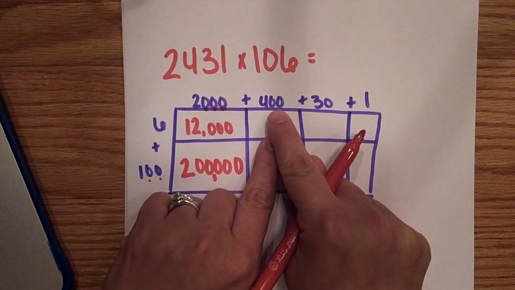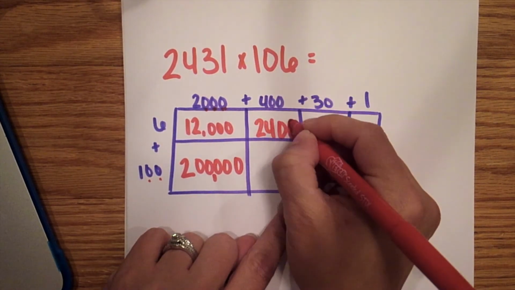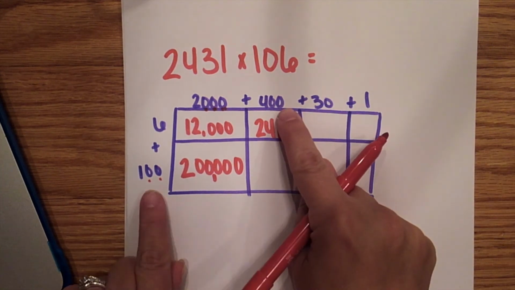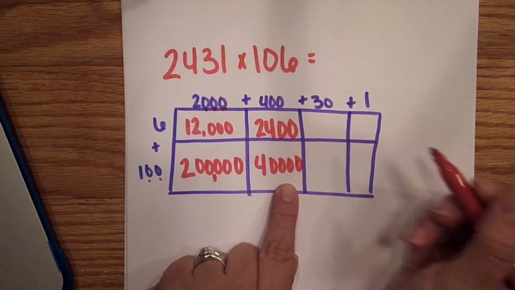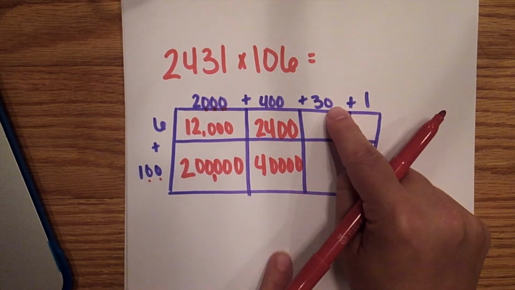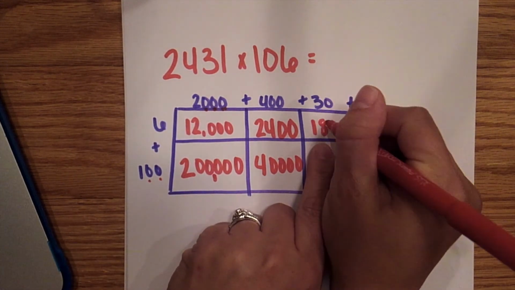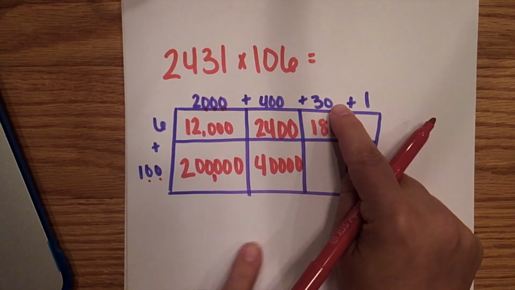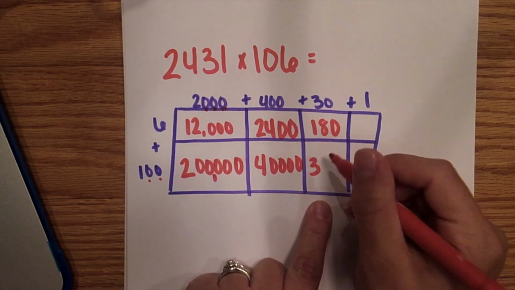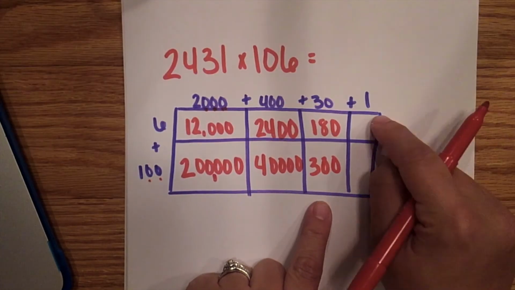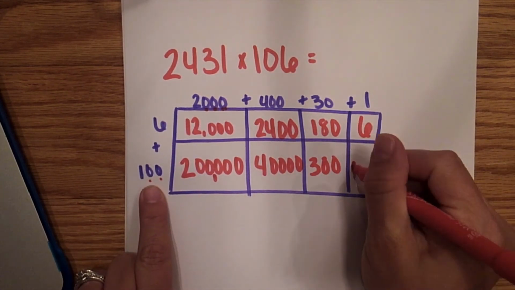400 times 6. 4 times 6 is 24 with 2 zeros. And 400 times 100. 4 times 1 is 4 with 4 zeros. Next is 30 times 6. That's going to go here. 6 times 3 is 18 and just 1 zero. 30 times 100. 3 times 1 is 3 and 3 zeros. And now we're going to go to our ones. 1 times 6 is 6, and then one group of 100 is 100.